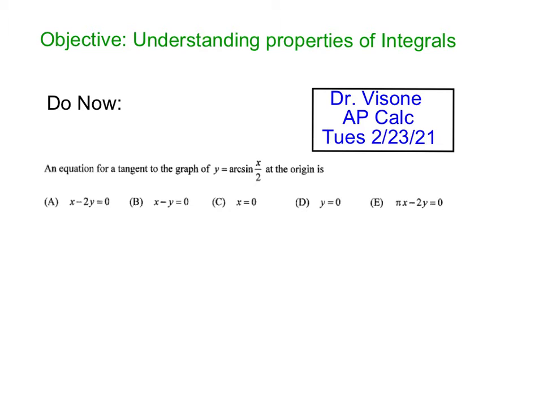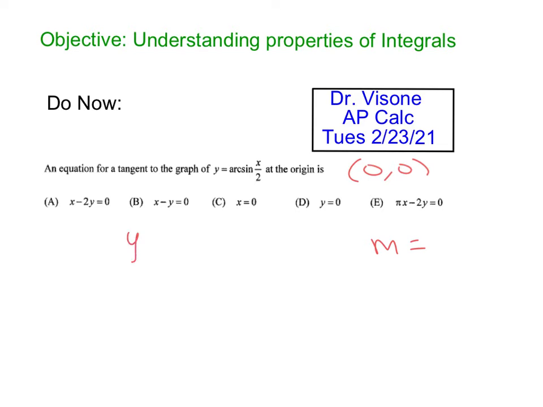Okay, an equation for the tangent to the graph of y equals arcsine of x over 2 at the origin is... So pause the video and find that. So we have our (0, 0), right? To find our slope, we need the derivative.